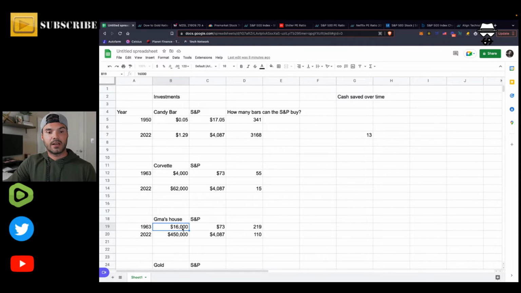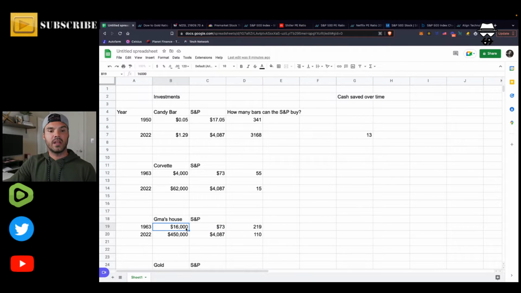But my grandma's house here, I'm outside of the Sacramento area now, but during that time she lived in the Sacramento area. They bought this house for around 16,000 bucks. Okay, and the S&P 500 again was $73 at that time per share. It was 219 shares to buy that house.